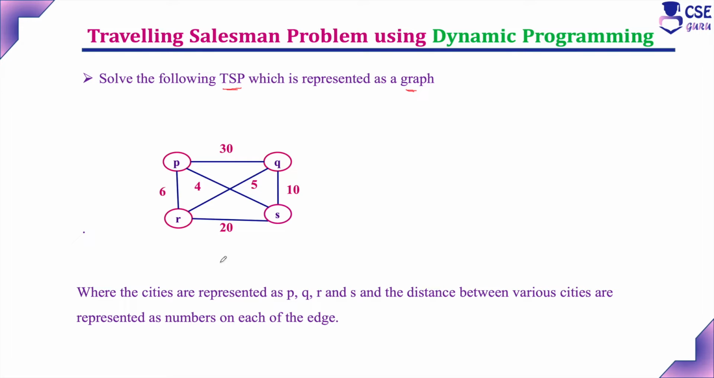So this is the given graph where the cities are represented as P, Q, R, and S. And the distances between various cities are represented as numbers on each of the edges. Here the direction has not been given. So from P to Q as well as Q to P, the cost is 30. Both ways the cost is 30. Similarly, Q to S and S to Q cost is 10. Likewise, we need to consider the rest.